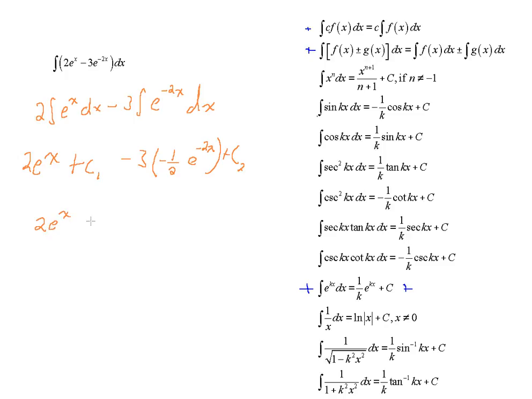that's going to be a negative 3 times negative 1/2, which is just going to be positive 3/2 e to the negative 2x, and then c1 plus c2 will just be a constant. A lot of times we don't do this, but since I broke it up I just felt I should. I did something like this earlier and didn't do this, so I'm just kind of making up for that and showing you.